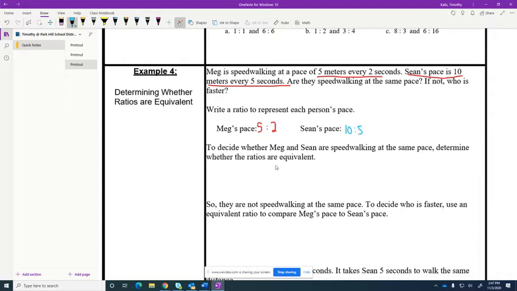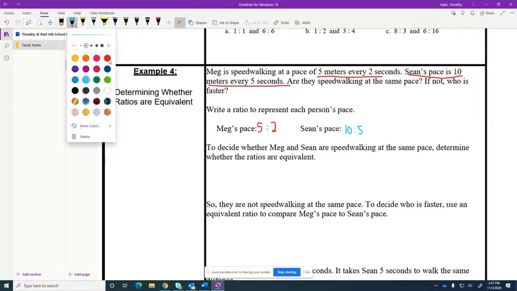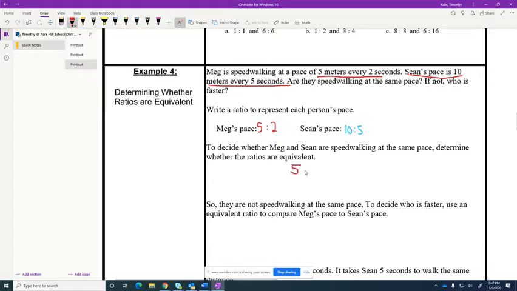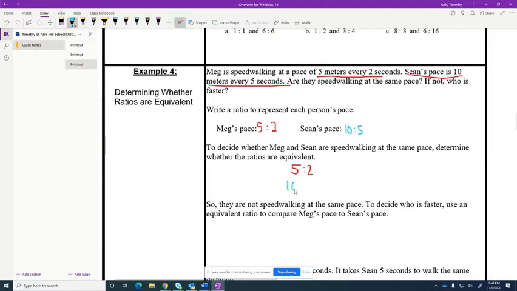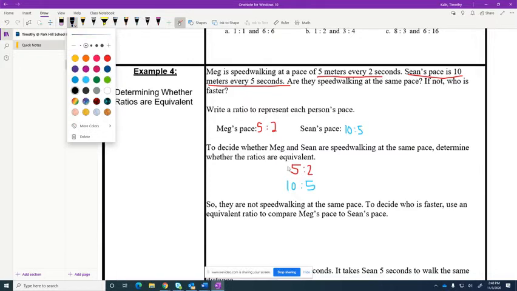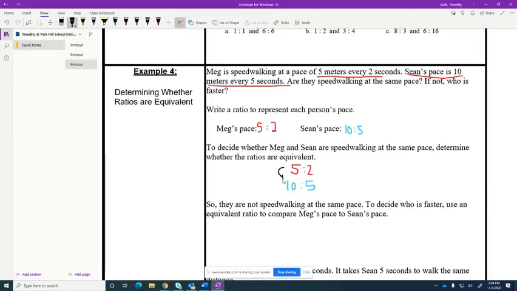Now, first, to decide whether Meg and Sean are speed walking at the same pace, we need to determine if the ratios are even equivalent. So we take a look at them, and we ask ourselves, is there a number that we can multiply each quantity by? So for example, to go from 5 to 2 to 10 to 5, is there a number that we can multiply each of those by to get from one number to the other? So we know that going from 5 to 10, we can multiply by 2.